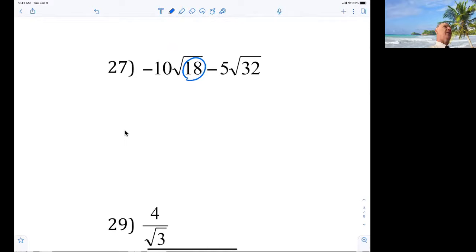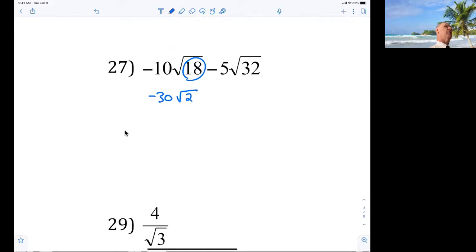What is 18? 9 and 2. Now, what's the square root of 9? 3. Negative 30. Negative 30 radical 2. And then... wait a minute.